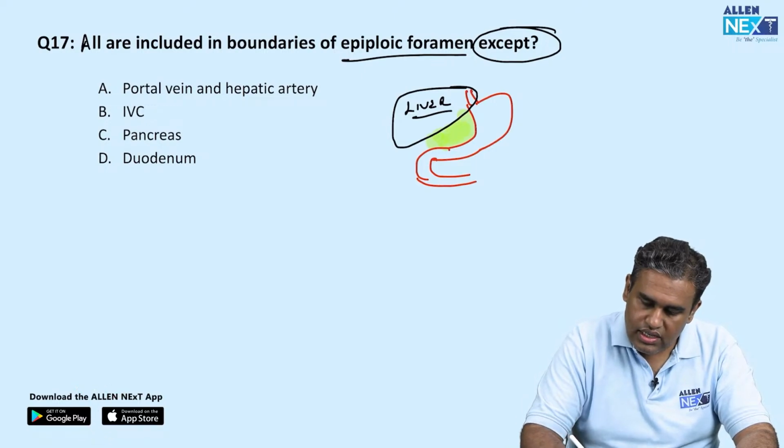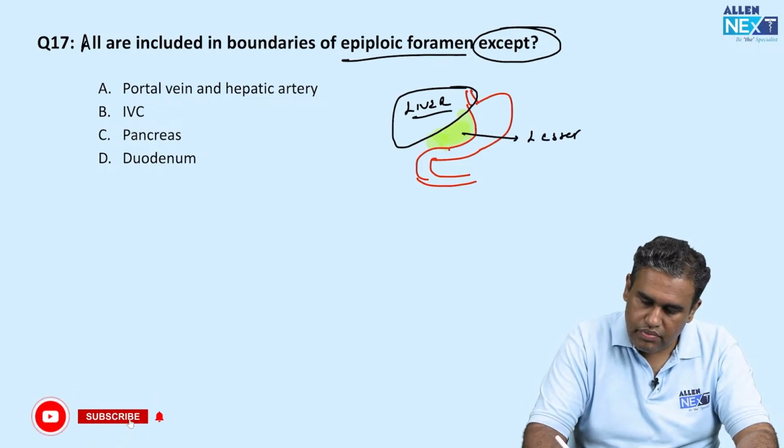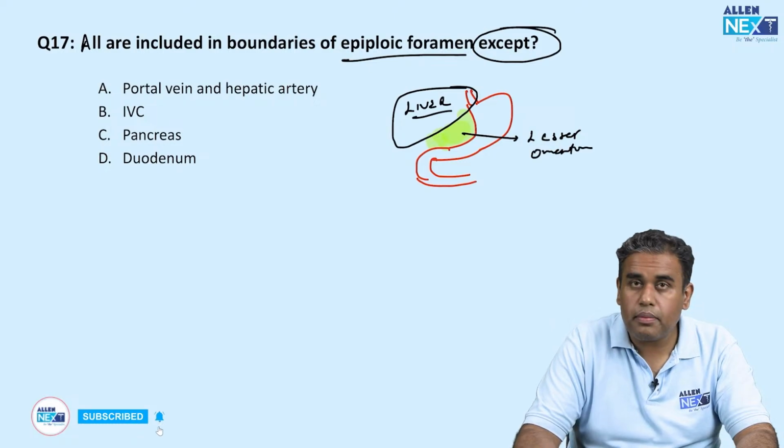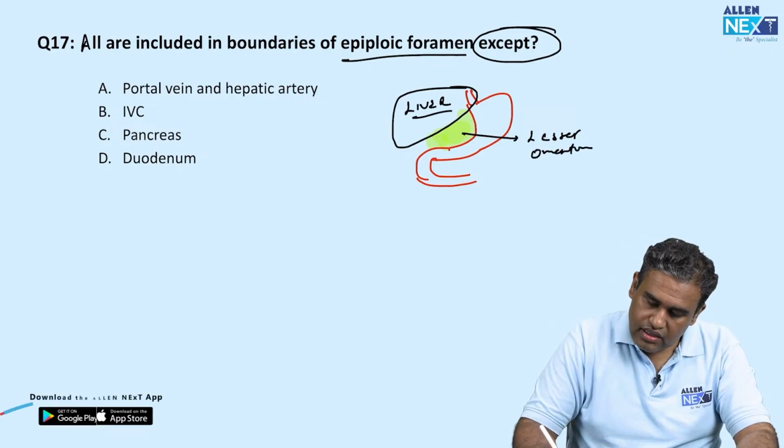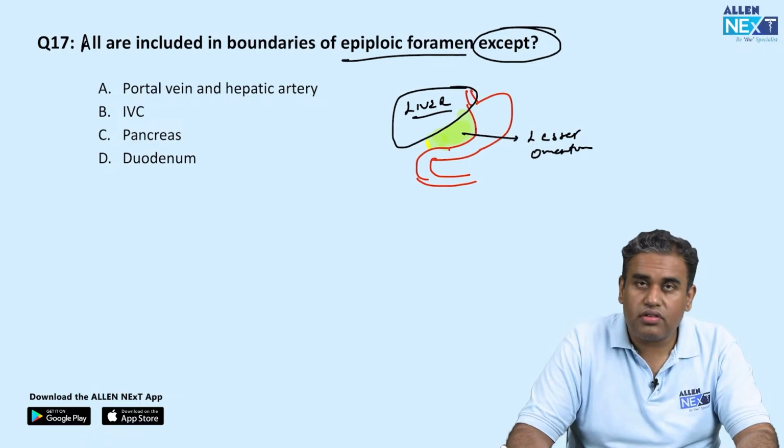This is famously known as the lesser omentum. This is the right margin of the lesser omentum.